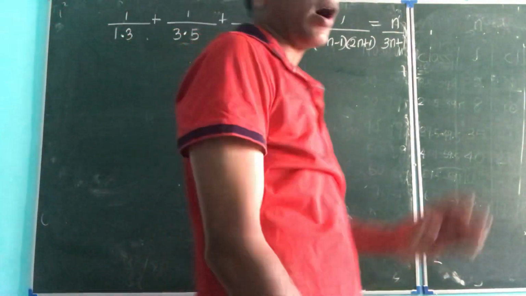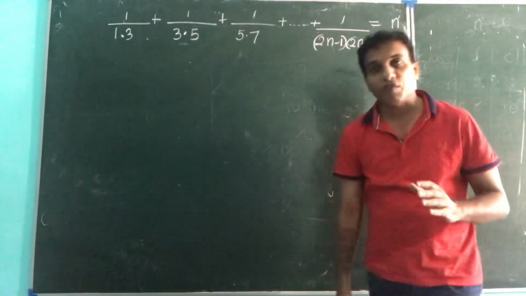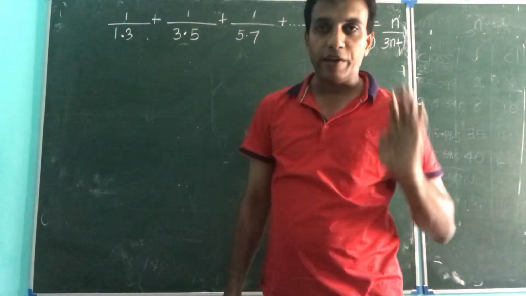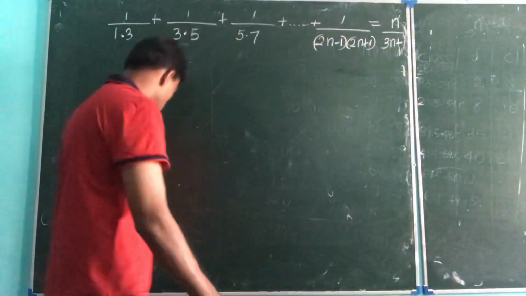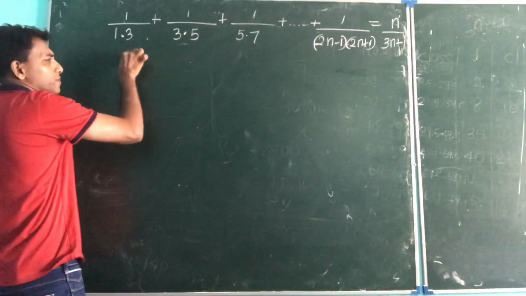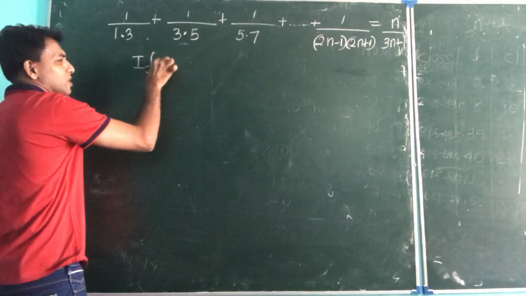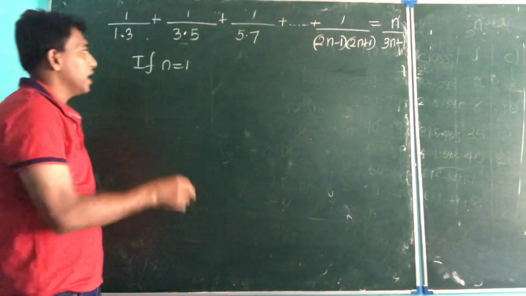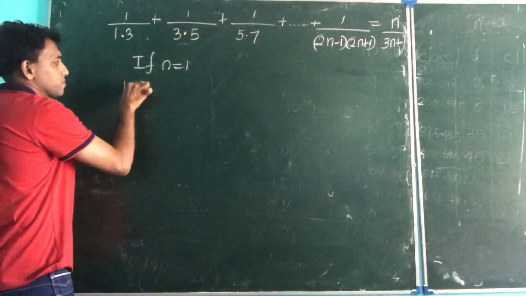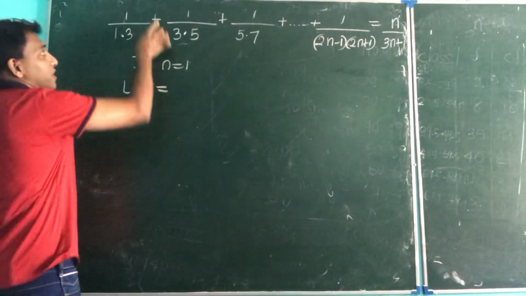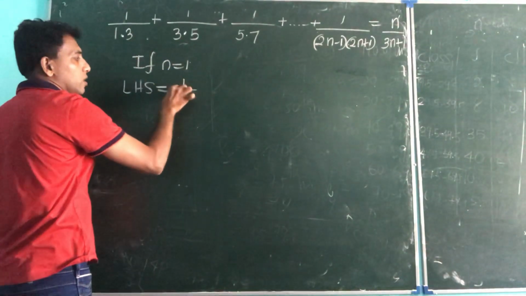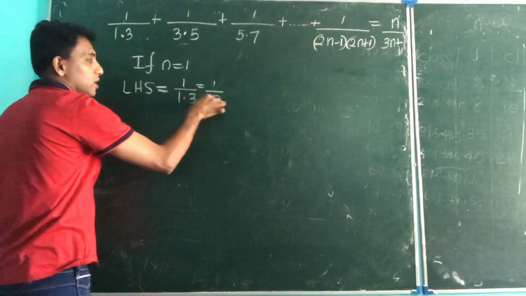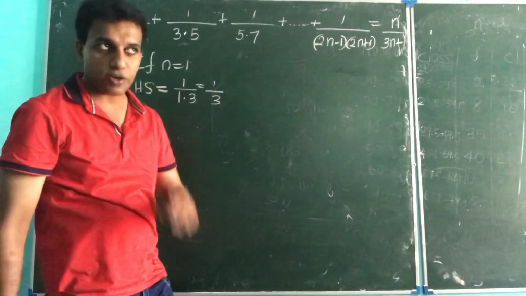So there are 3 parts you have to complete. Very first, you show the statement is true for n equal 1. When n is 1, show true. If n equal 1, that means first term, right? Therefore, left hand side, LHS: the first term, 1 over 1 multiplied by 3, that is 1/3. Left hand side is 1 over 3, right?